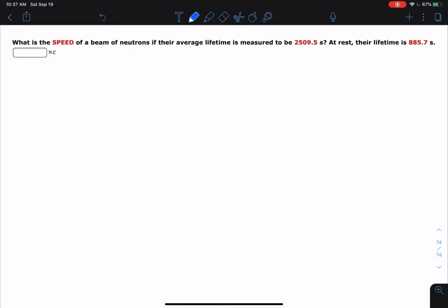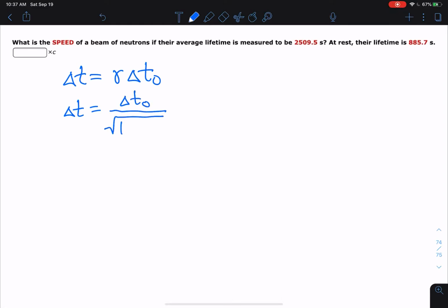I just want you guys to see at least one example where we actually go through the algebra and see how to solve it. So here is the formula we need. This is time dilation. So delta T equals gamma delta T naught. And ultimately we often write it as gamma, but we really should be writing it like the square root of 1 minus v squared over c squared.